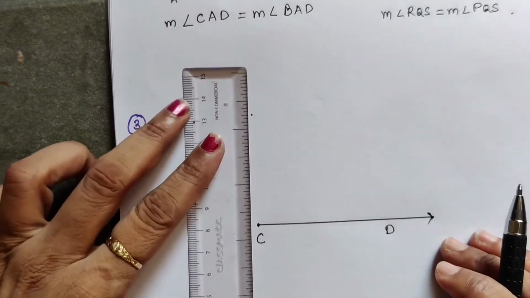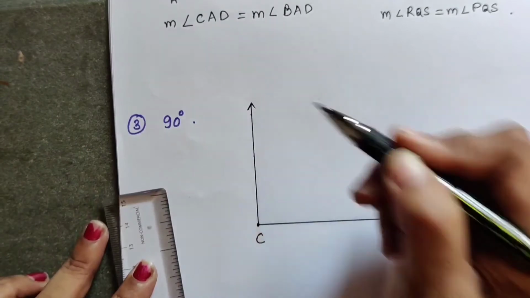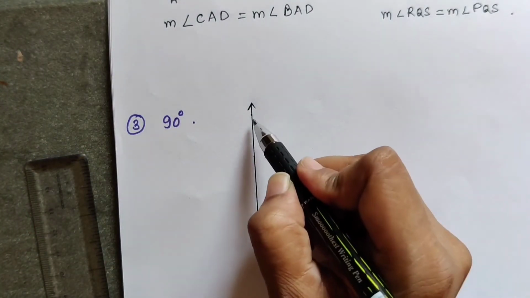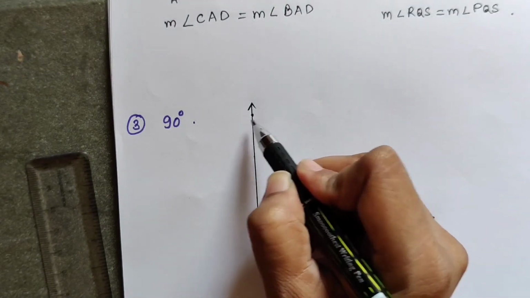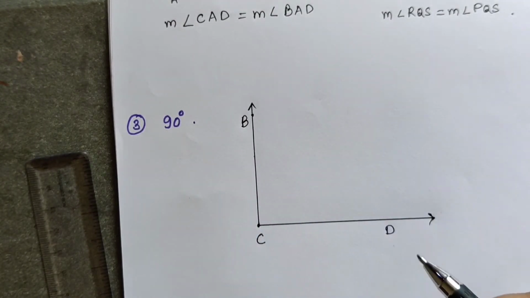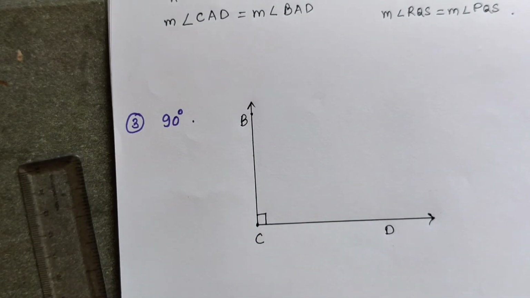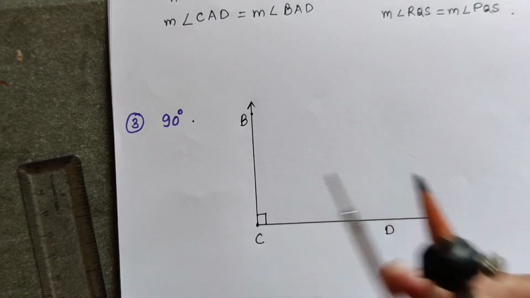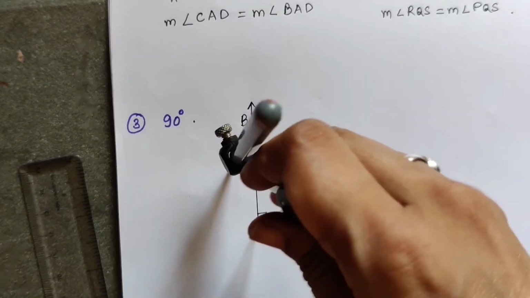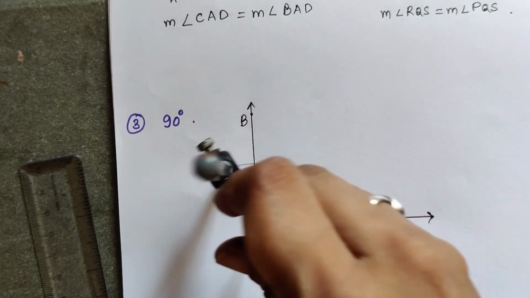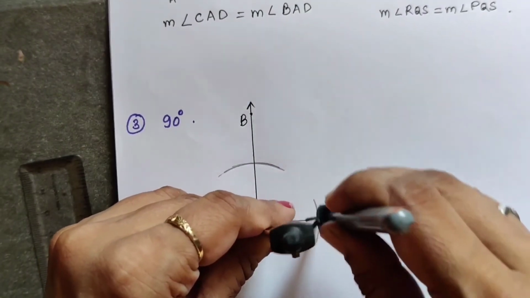We can draw the second ray from point C, and this may be our point B. BCD, an angle of 90 degree, we have drawn. Now the next step is again the same. We have to take a compass. We will place this pointer on vertex C. We draw one arc on side BC and another arc on side DC.